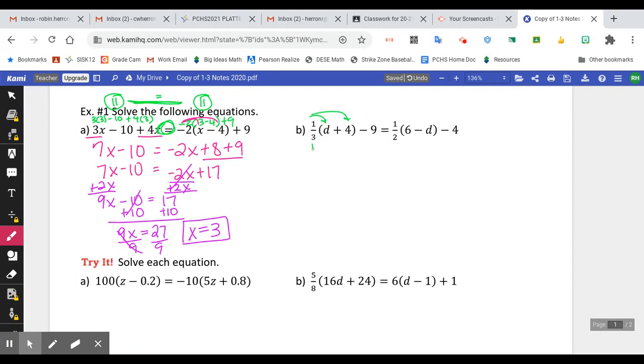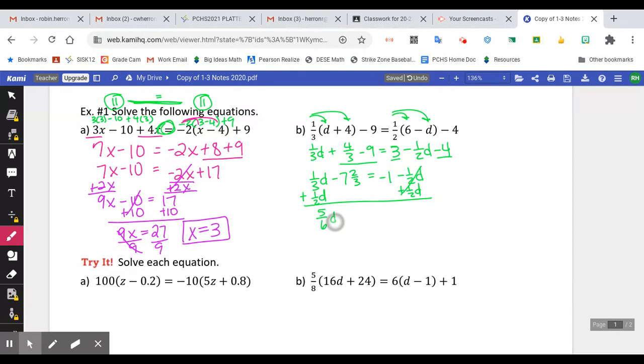Distributing here, 1/3 d plus 4/3 minus 9. And then distribute your 1/2 gives you 3 minus 1/2 d minus 4. Combine like terms, 4/3 minus 9 actually gives you -7 2/3. And then over here, 3 minus 4 is -1. And then -1/2 d drops. Again, I'm going to add my variables from the right to the left so that they stay on the left side, just the way I like it.